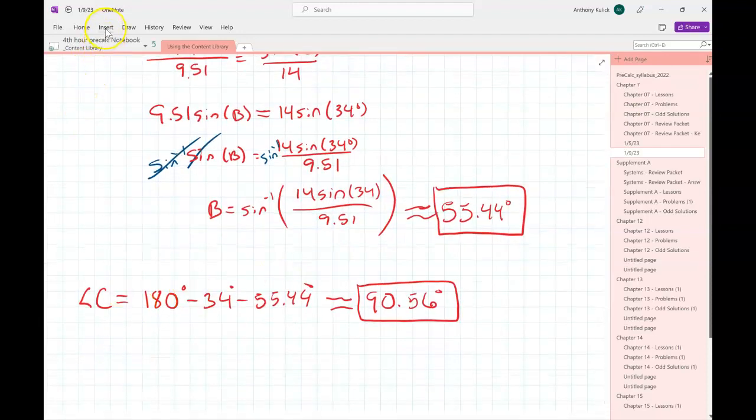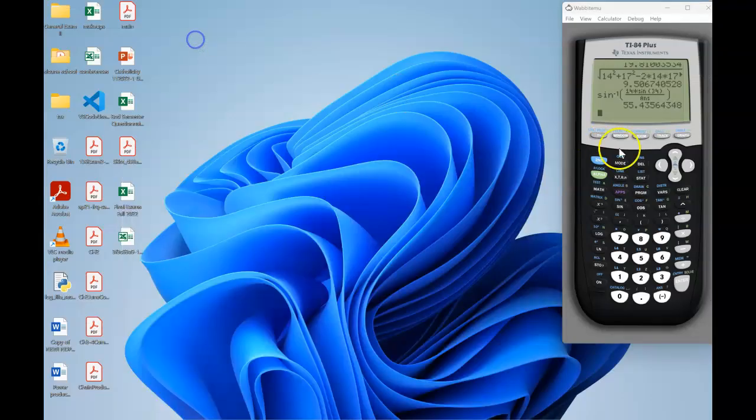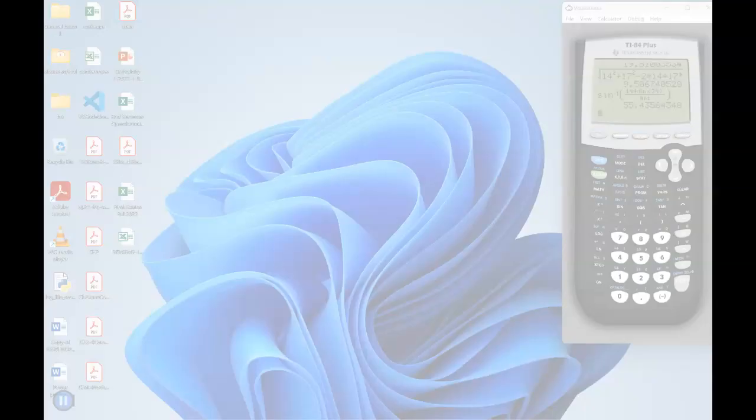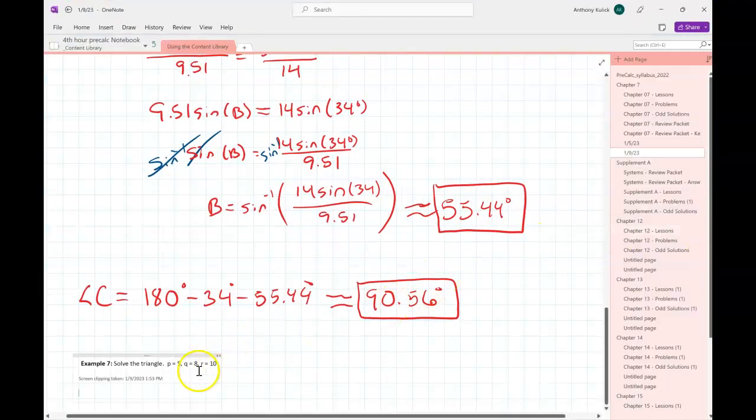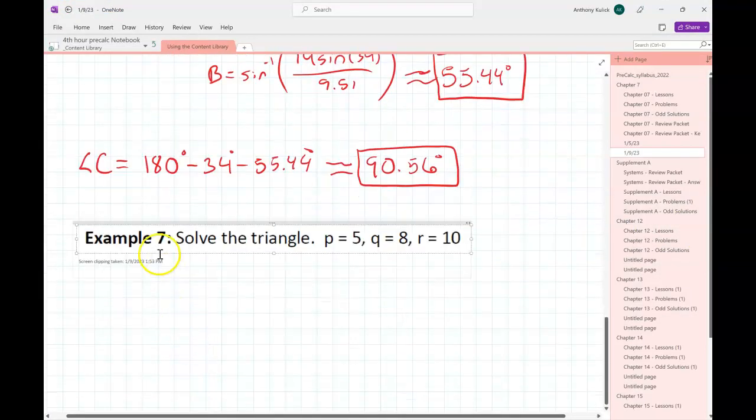Does that feel okay so far? Again, I think easier than the worst law of sines problem.